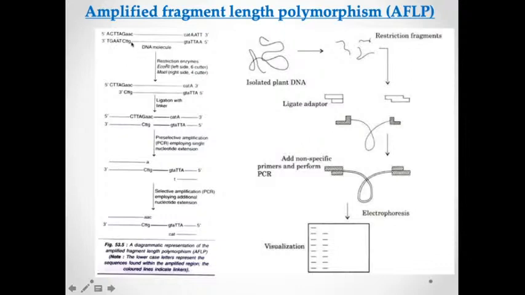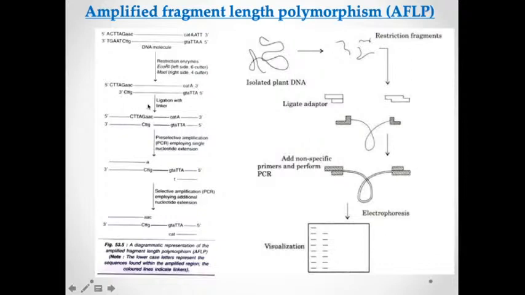You have your DNA molecule here where we add the restriction enzymes EcoRI and MseI. On the left side, EcoRI cuts as a six-cutter, and on the right side MseI cuts as a four-cutter. After adding the restriction enzymes, on the left we have CTTAGAAC, cut at the A part here, and on the right side it cuts at the fourth part, AAT. So we have CATA left, and on this side is CTTAGGAC.